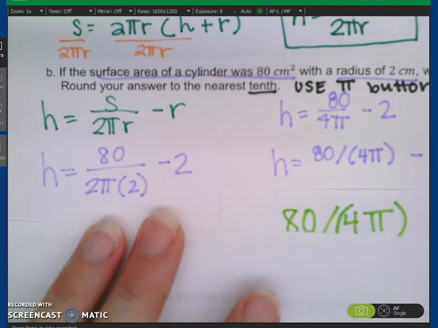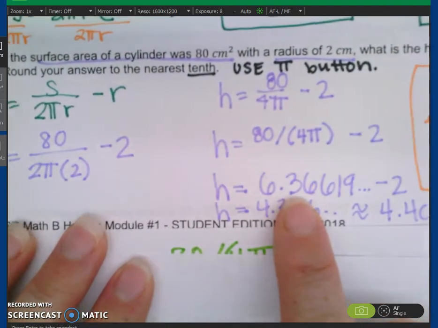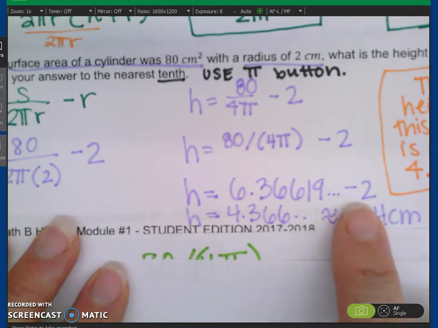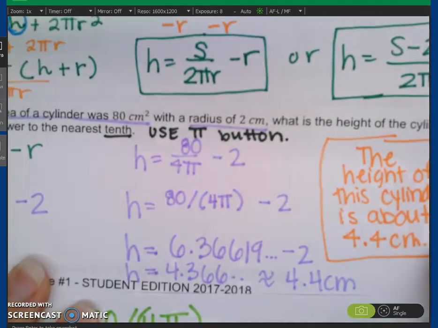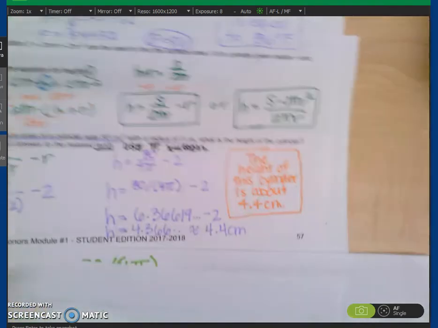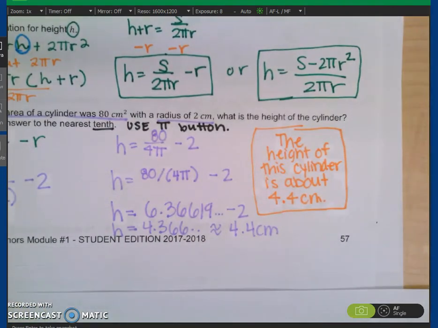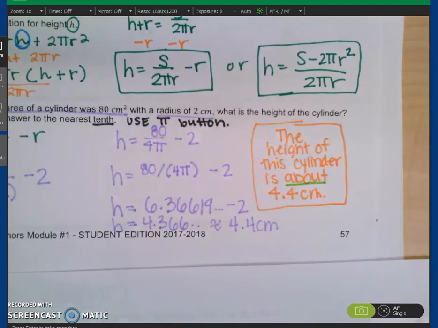So taking a look, after we do that, we end up with about 6.36619, and so on. Hey, it's an irrational number, never repeating, never ending. And then subtracting 2, we get approximately 4.4. Don't forget to go back to the problem to look at your units, and we get the height of the cylinder is about 4.4 centimeters. It's important to say about or approximately because remember we're rounding this value.